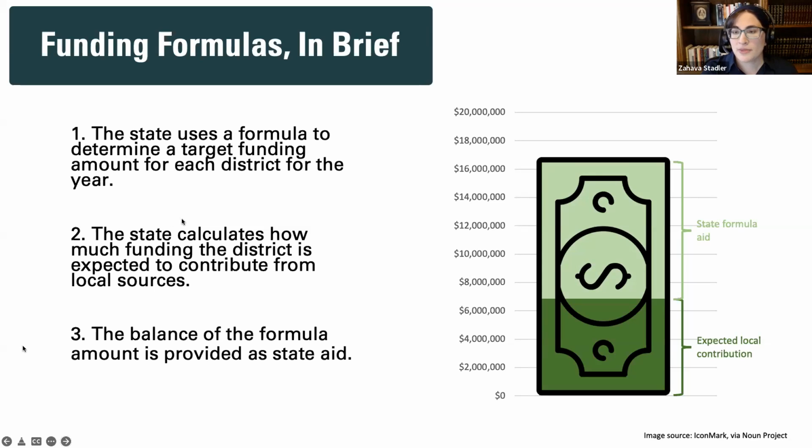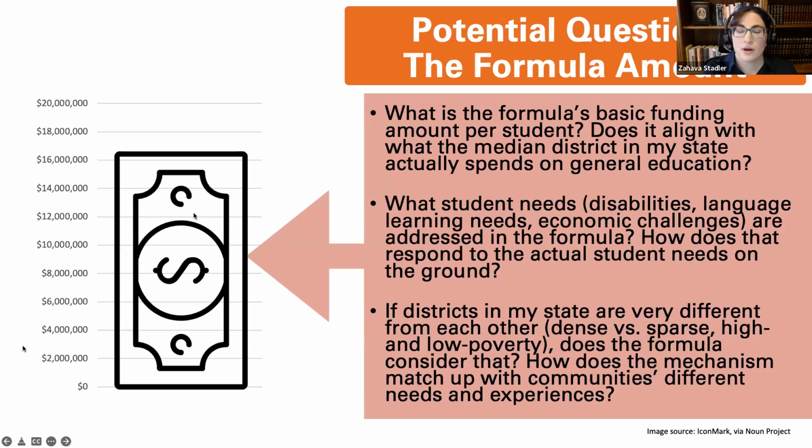So let's talk about the questions that you as a journalist might have based on the structure of your formula. So the formula amount. First of all, if we start with a basic funding amount per student, is it realistic? Does it bear any relationship to what districts are actually spending on the ground? Is the formula capturing those needs? What student needs are or are not considered in the formula? And how does that relate to the actual student populations that are being served in the district? If, like Idaho, you have an assumption that 6% of all students will have disabilities, does that bear any relationship to the true number of students with disabilities on the ground?